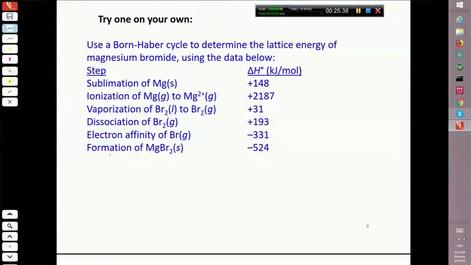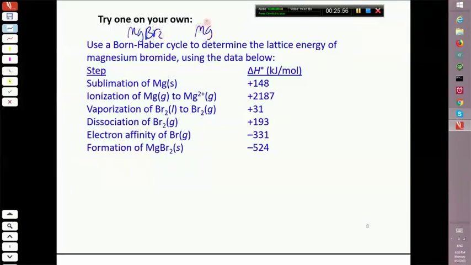Okay? So looking at the numbers here, this is what we have. And so one thing to look at here is there's a slight difference here. In this case, it's MgBr2.